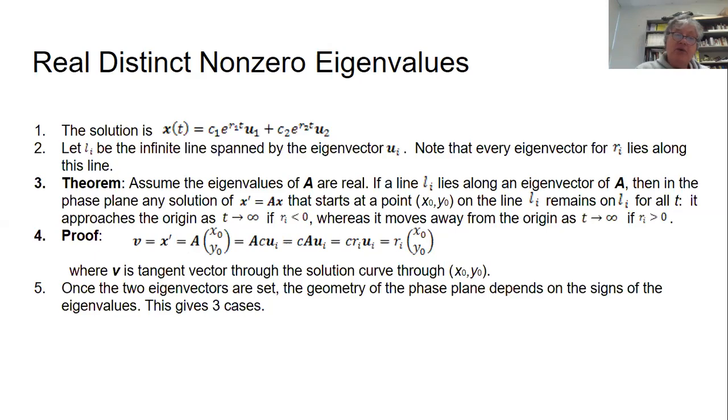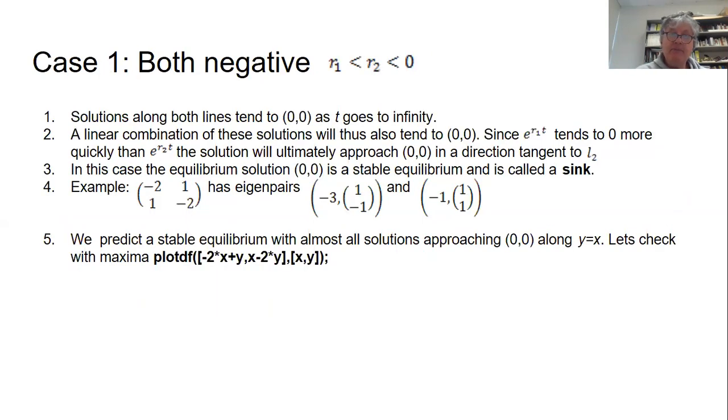Okay, so by that theorem then, once the two eigenvectors are set, the geometry depends entirely on the signs of the eigenvalues. And that gives us our three cases that we saw before. Both the same sign, either positive or negative, or opposite signs. Okay, what happens in case one, both negative? So we've got R1 less than R2 less than 0.